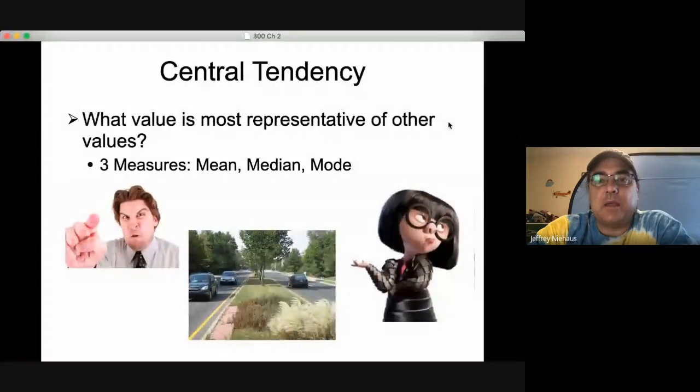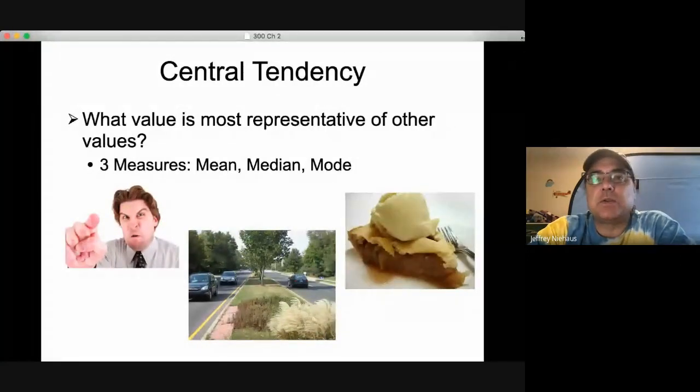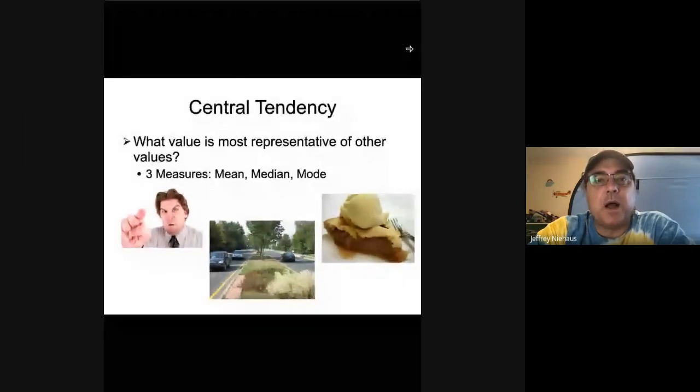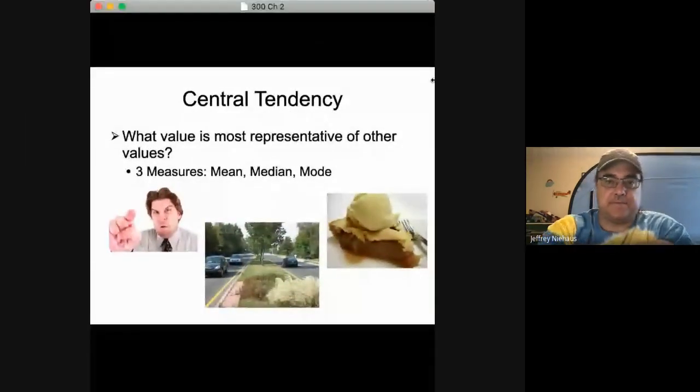The first way of describing, oh, well, my stupid joke just went on its own. Dang it.